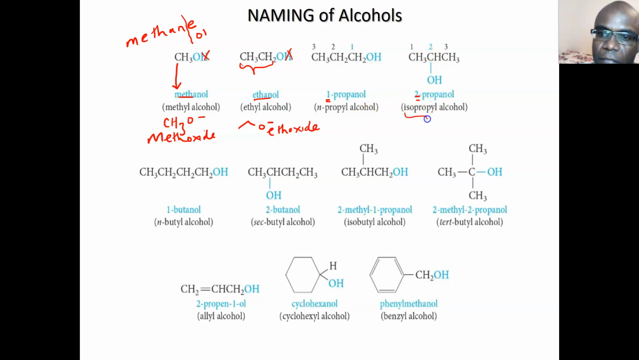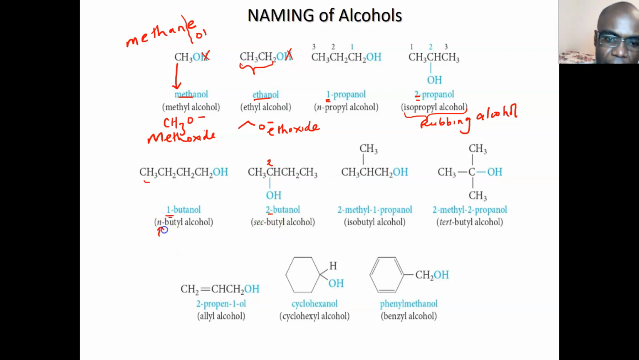This is what we call isopropanol, what you guys use in cleaning your wounds. Other is called rubbing alcohol. It's mostly isopropyl alcohol. And then here you have 4 carbons, so it's 1 butanol. The OH can be anywhere. For example, here it's on the second carbon, so it's 2 butanol. Other is called sec-butyl alcohol.